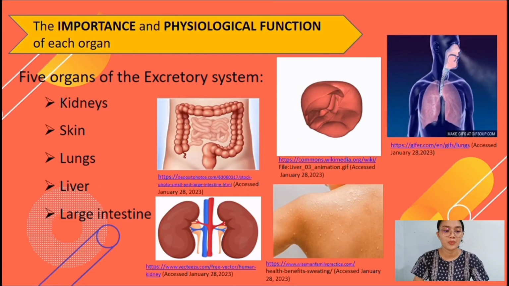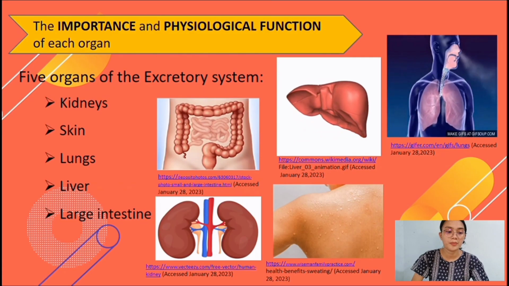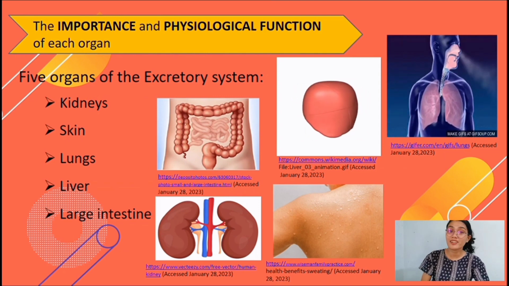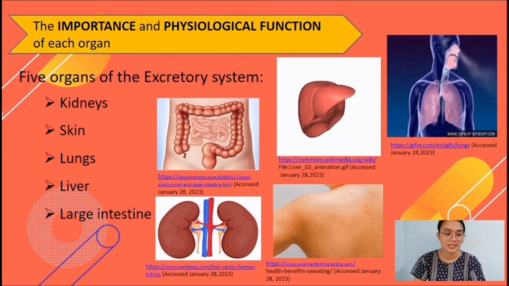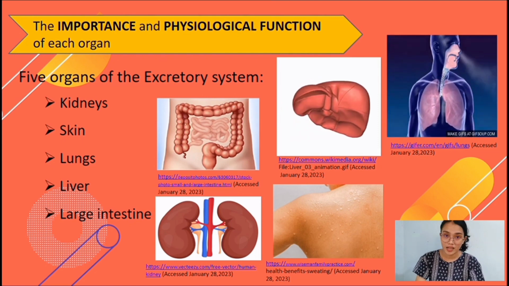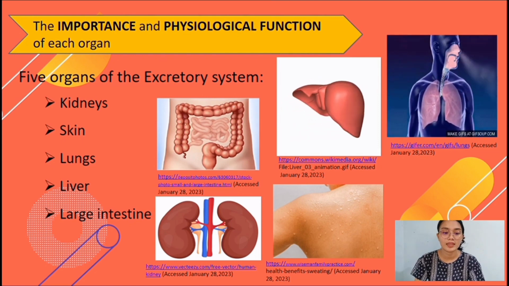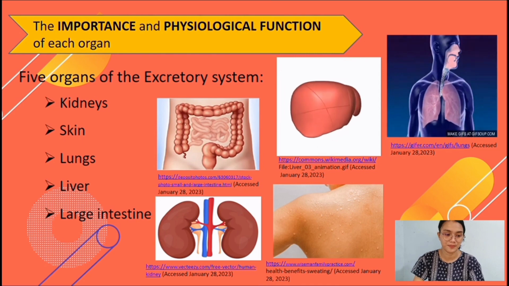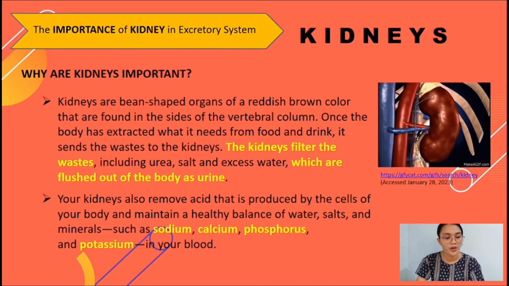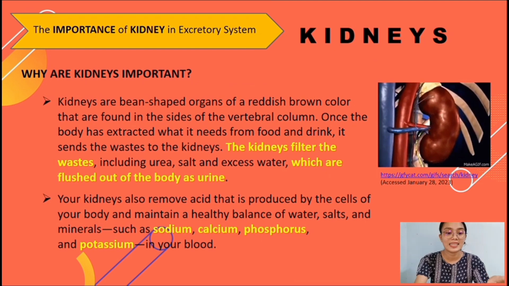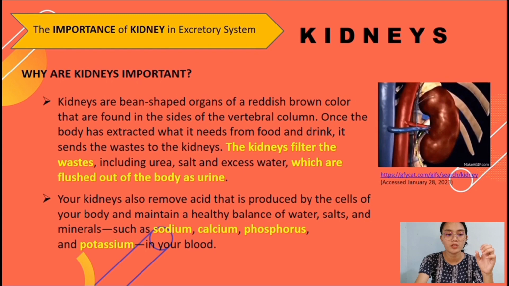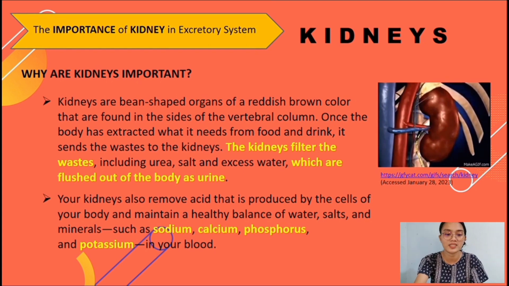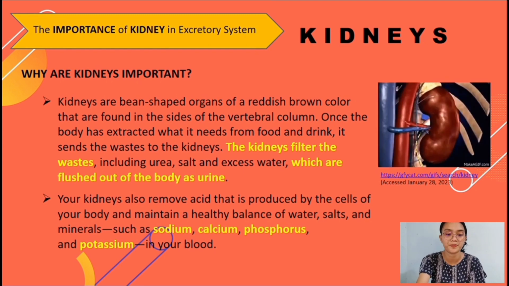The next topic we are about to tackle is all about the importance and physiological function of each organ. So we have here the kidneys, skin, lungs, liver, and lastly the large intestine. So why are kidneys important when it comes to excretion? The kidneys are bean-shaped organs of reddish-brown color that are found at the sides of our vertebral column.